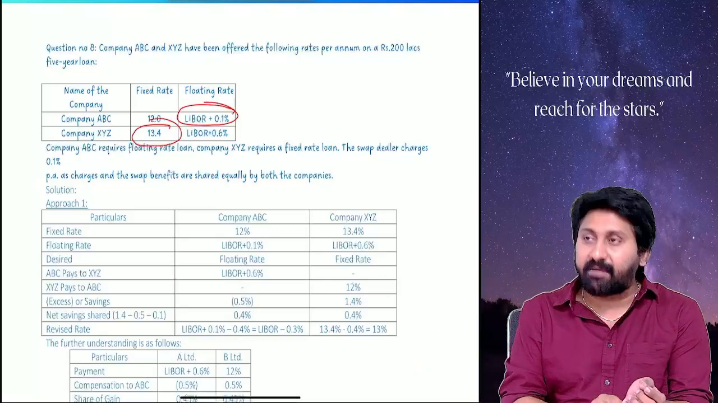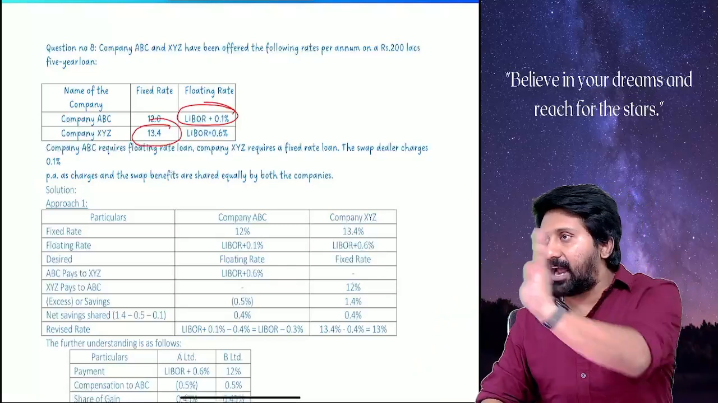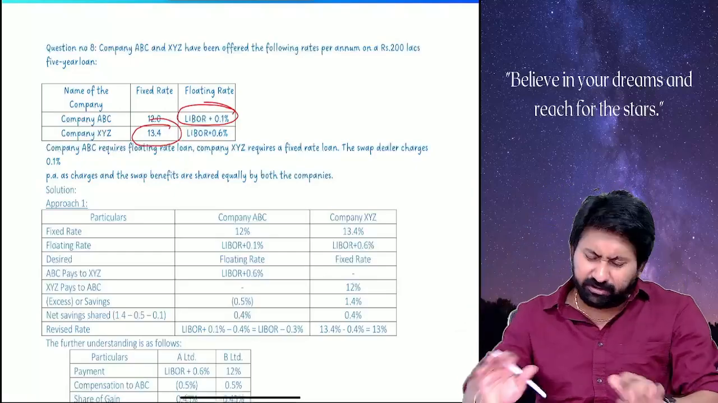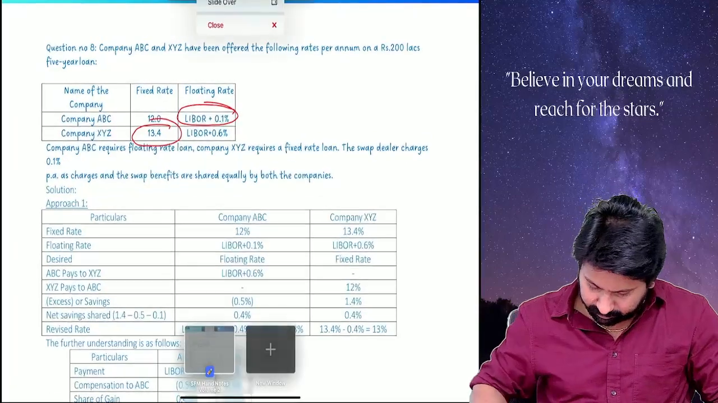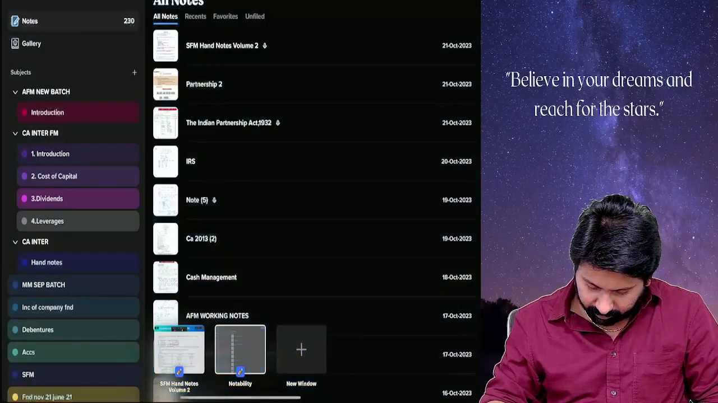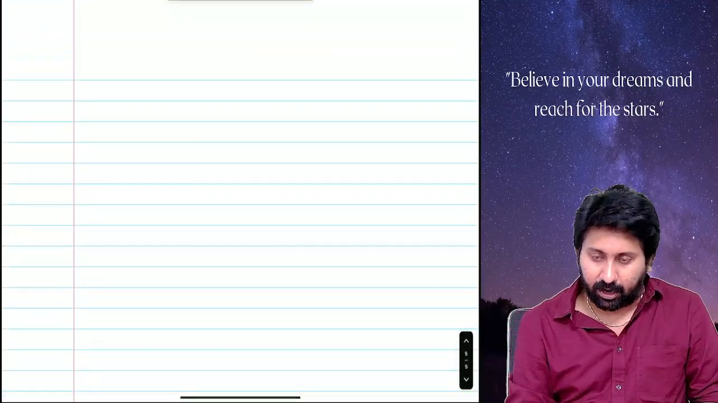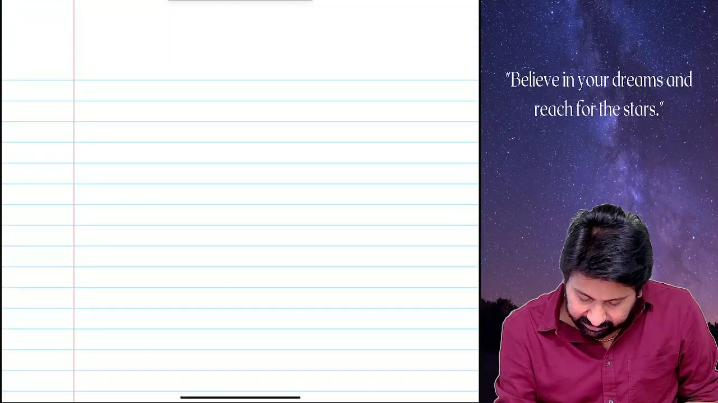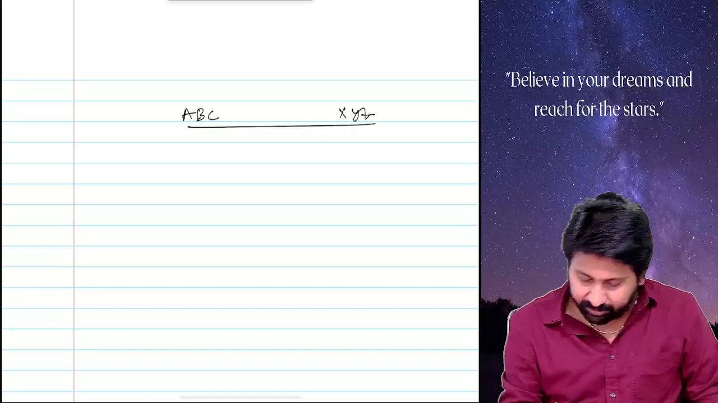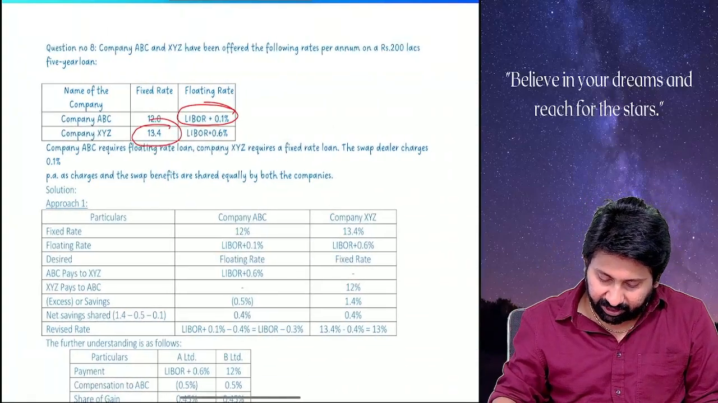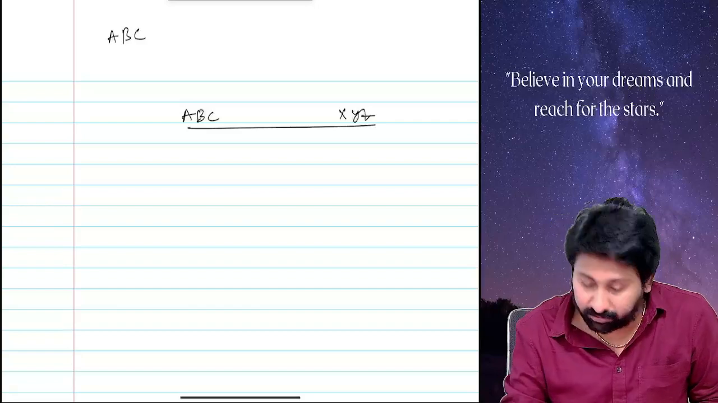Very good. So, the swap dealer is charging how much commission? I told you there are 2 ways of doing this. Either do it and then add, or in the schedule we can add. I will do it now. First, you tell me the answers one by one. ABC, XYZ. See the question. I will write the facts here one more time. Easy for you.